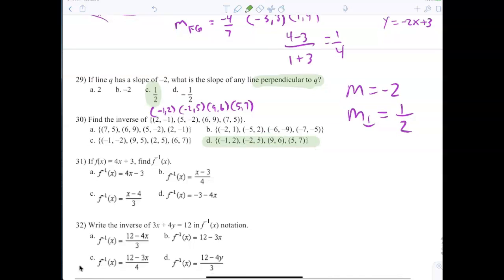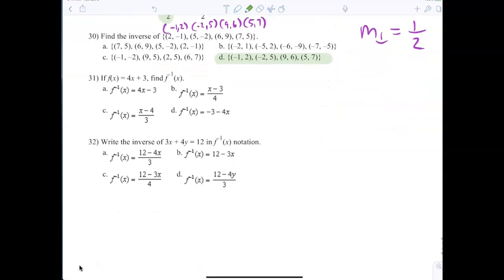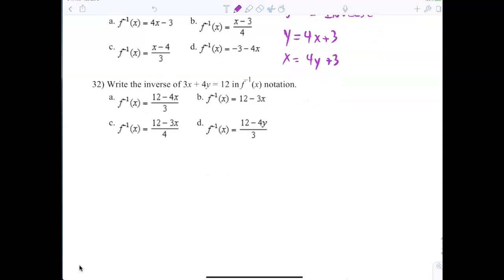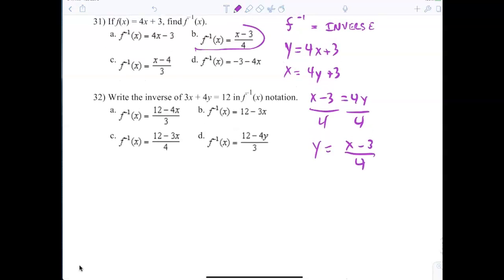All right. And now finding the inverse. It looks complicated by the notation, but if you simply know the notation, again, remember, let me stress, f to the -1 just means inverse. F -1 just means inverse. Inverse means switch the x and y. So let's just show all the work here. y equals 4x plus 3. Switch: x equals 4y plus 3. Subtracting 3, x minus 3 equals 4y. Divide by 4. So y equals x minus 3 all over 4. So again, that would be B.